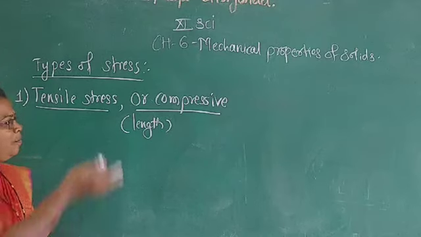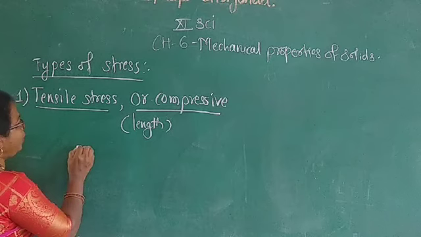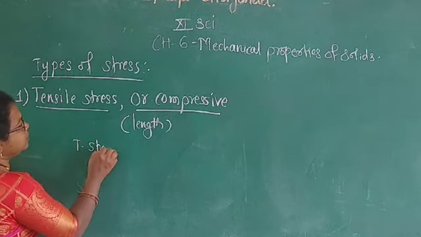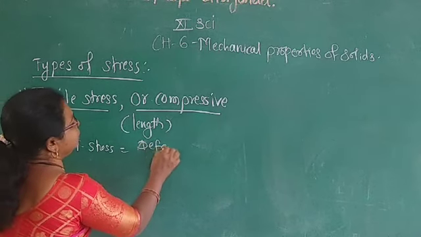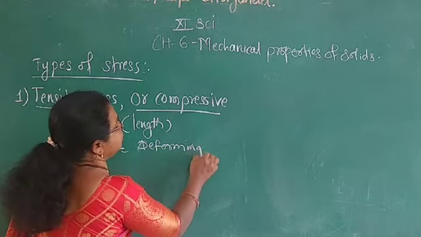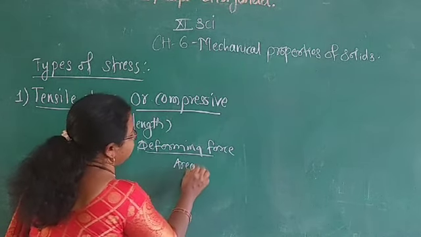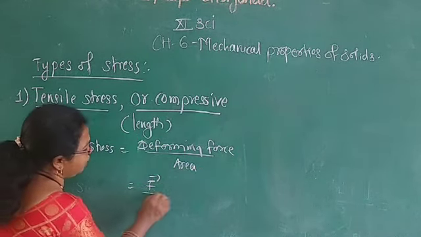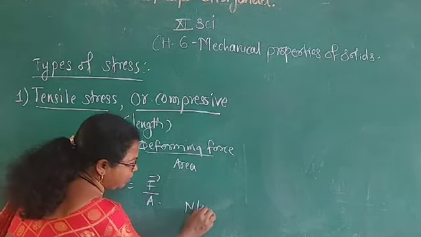In this case also, what is the formula for this? Tensile stress is equal to applied force or deforming force per unit area. Once again, it is equal to F bar by A. Once again, its unit is Newton per meter square.